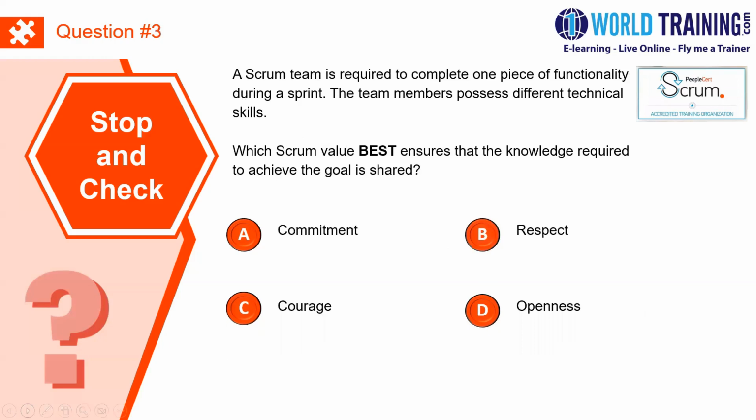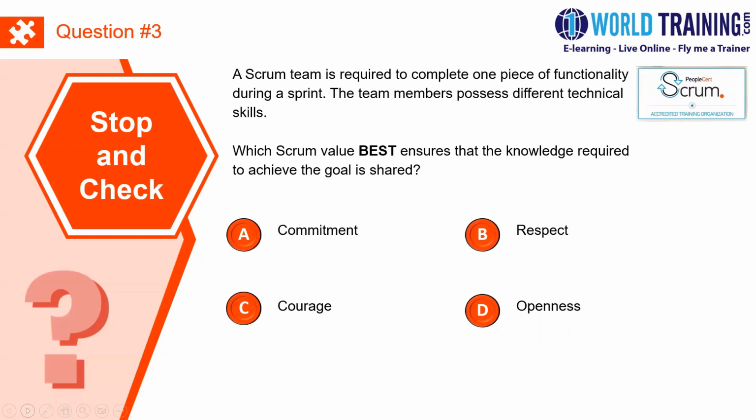Moving on to question number 3. A Scrum team is required to complete one piece of functionality during a sprint. The team members possess different technical skills. Which Scrum value best ensures that the knowledge required to achieve the goal is shared? Let's look at the values, because we said there are 5 values, represented by the 5 Cs. Which value is being demonstrated here?